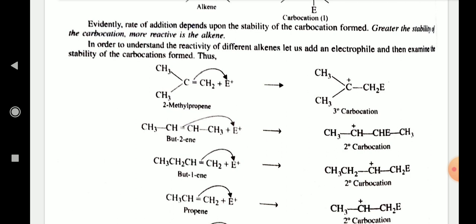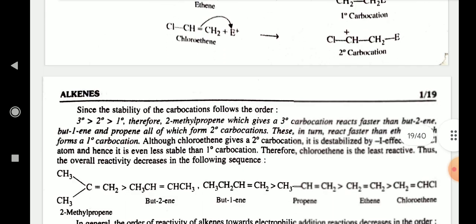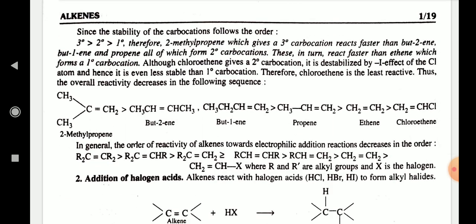In order to understand the reactivity of different alkenes, let us add an electrophile and then examine the stability of the carbocation formed. Since the stability of carbocation follows the order tertiary, secondary, primary, therefore 2-methylpropene, which gives a tertiary carbocation, reacts faster than but-2-ene, but-1-ene and propene, all of which form secondary carbocations. These in turn react faster than ethene, which forms a primary carbocation. Although chloroethene gives a secondary carbocation, it is destabilized by the negative I effect of the Cl atom, and hence it is even less stable than a primary carbocation. Therefore, chloroethene is least reactive.